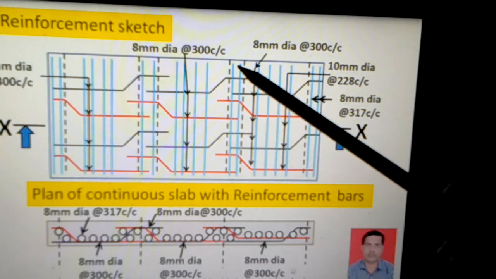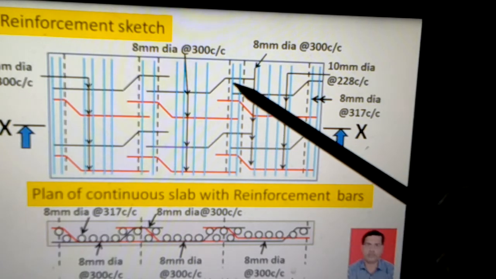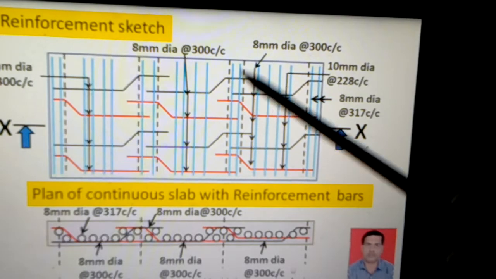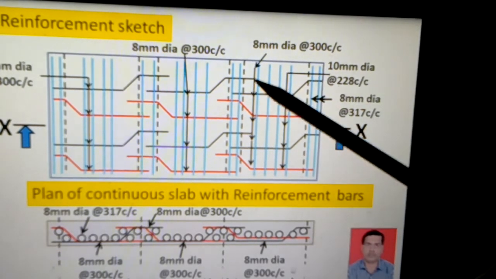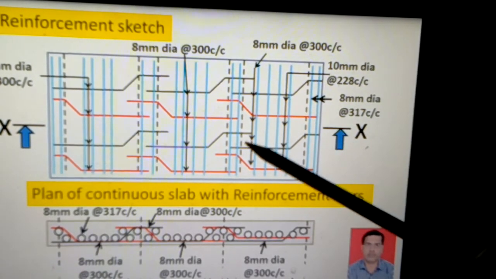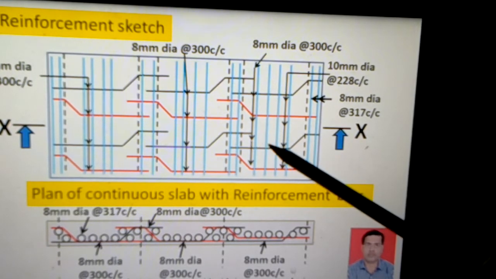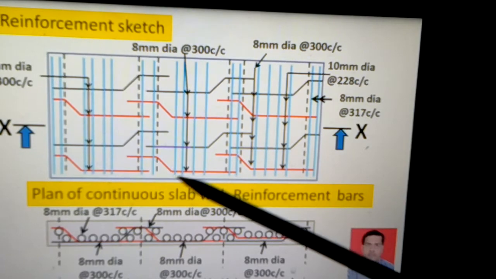But including all, the spacing between one black and one red on the top of the supports will be 300 only. So between two bars the spacing is maintained at 300 millimeters center to center on the top of the support as well as in the mid span area. Same trend is maintained in each span.